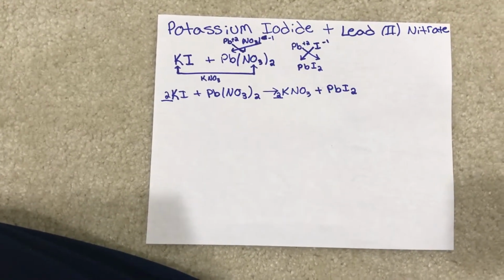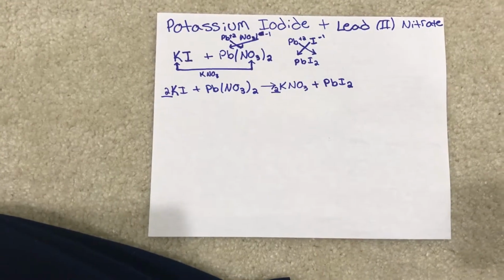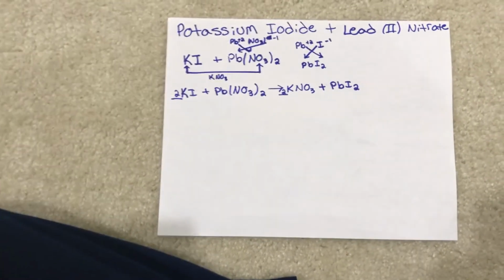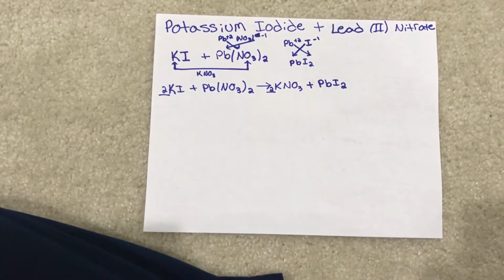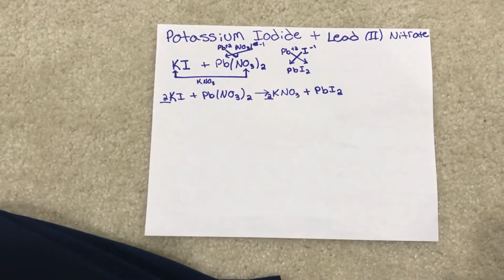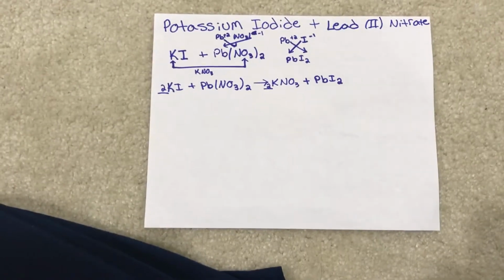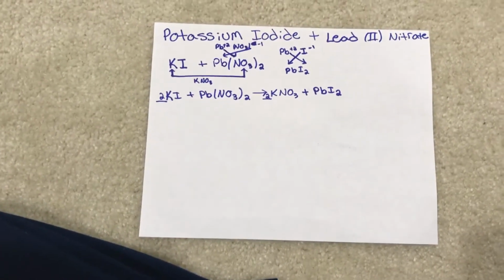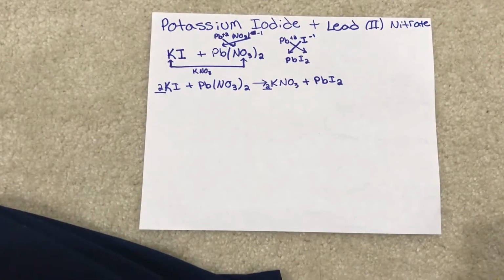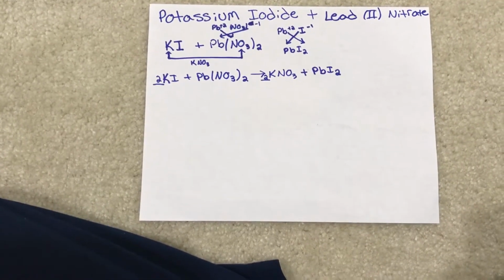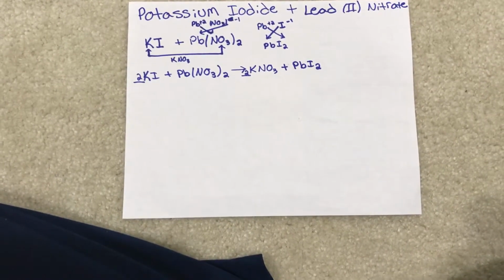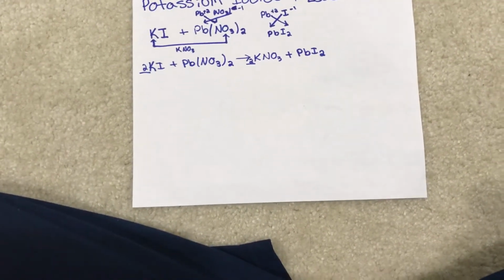And then iodine and Pb come together. Pb has a charge of +2 and iodine has a charge of -1. So we get PbI2. So up to here, our equation reads KI plus Pb(NO3)2 yields KNO3 plus PbI2.